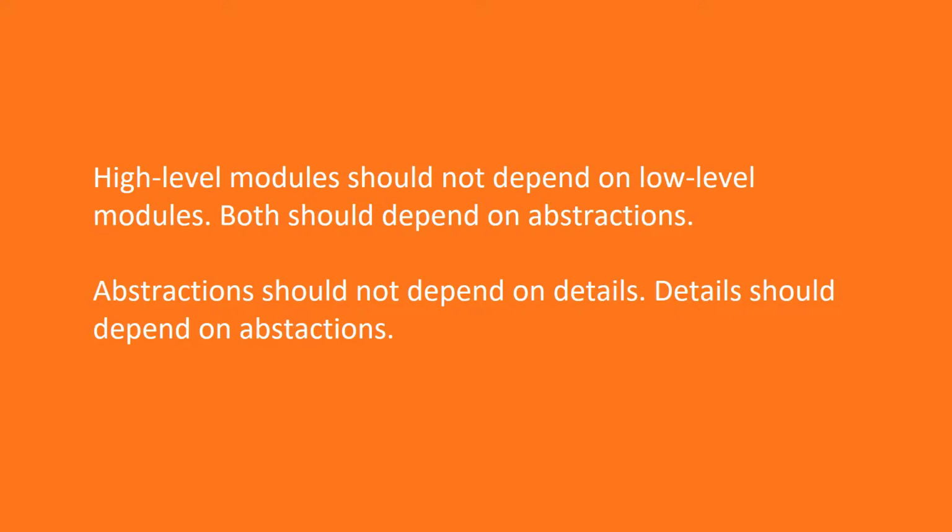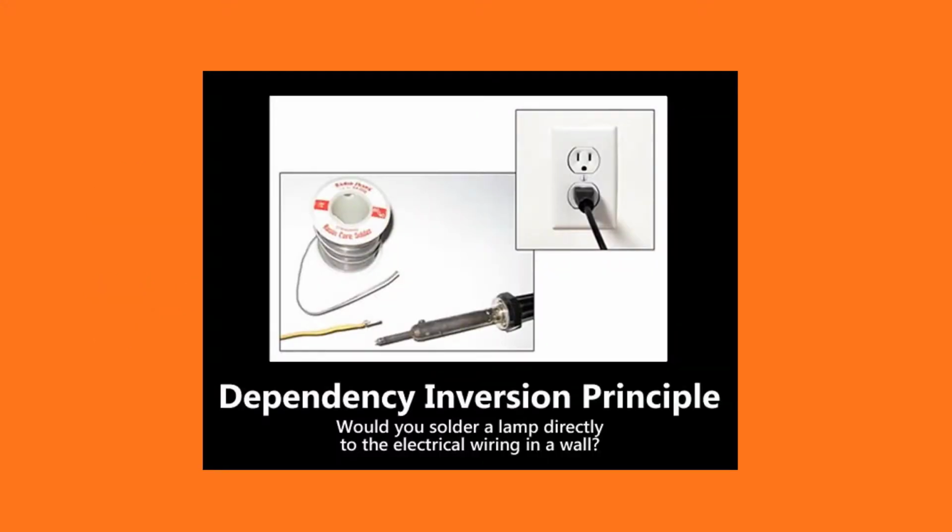I want to show you a picture which demonstrates the DIP in real life. Given a lamp, socket, and a solder, a question arises. Would you solder a lamp directly to the electrical wiring in a wall? If you do that, you'd be able to use that socket only for that lamp, because they are, so to speak, tightly coupled. To fix the problem, we need to come up with a standard plug, which you can see in the small picture on the right. If all the devices implement such a plug, then they can be plugged into the socket.